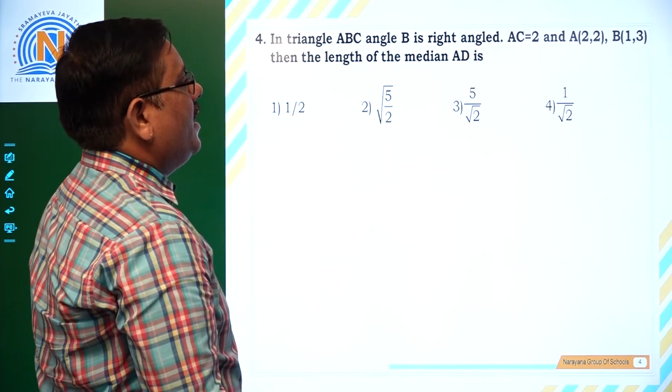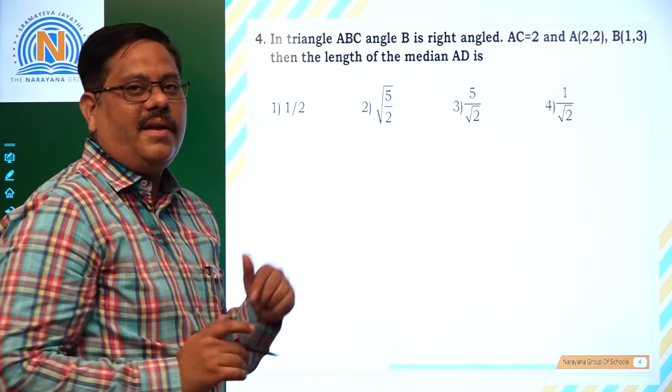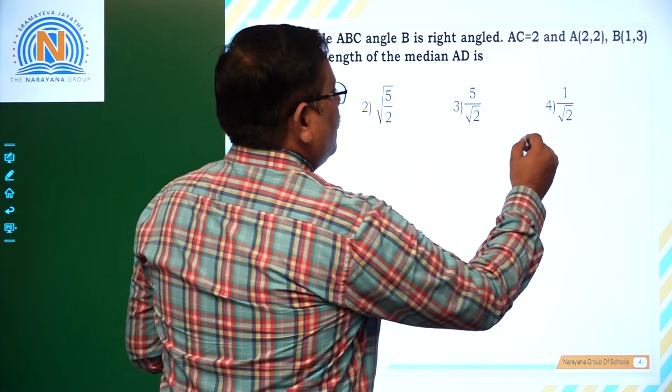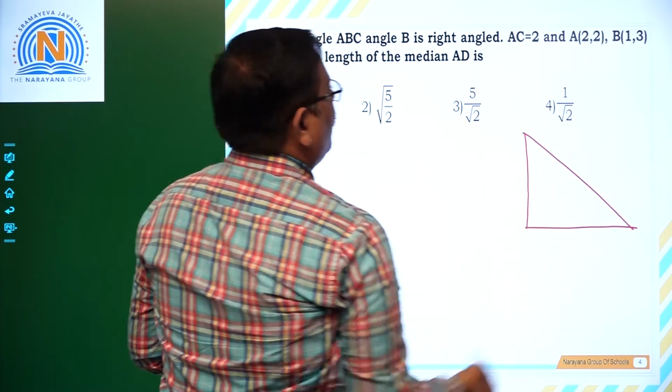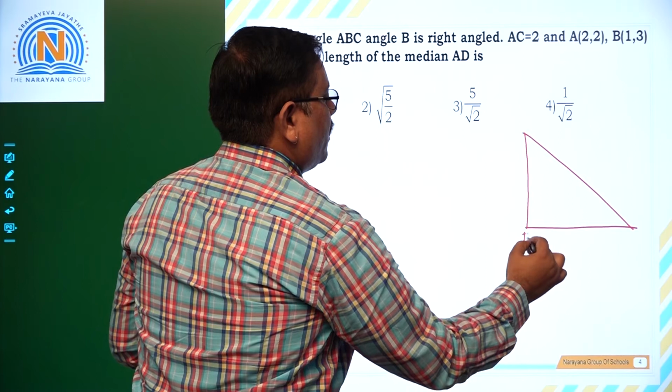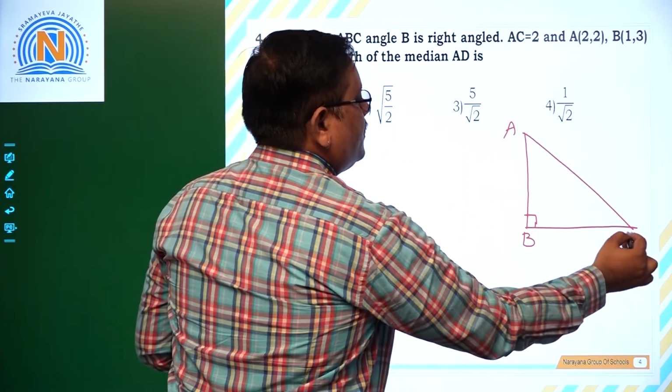AC is 2, A is (2, 2), B is (1, 3). Then the length of the median AD is... interesting question. So we have a right triangle where we have the right angle at B. This is A, this is C.